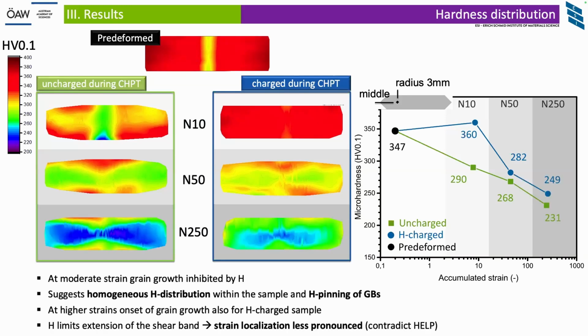And this holds true now also for higher cycle numbers. Again, a shear band develops where localization, where grain growth proceeds, but this localization is more confined for the hydrogen charged samples. And I think this is probably a very interesting part for the embrittlement community, because it seems that for cyclic loading conditions in such nanostructures, the enhancement of dislocation activity might not be very prominent.